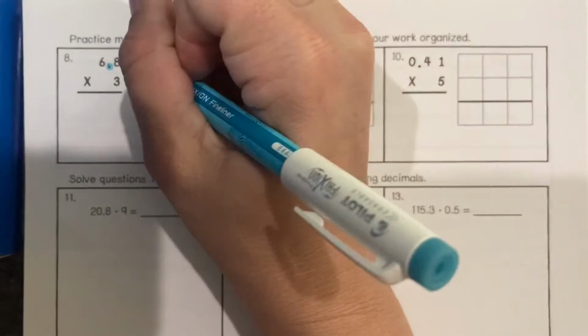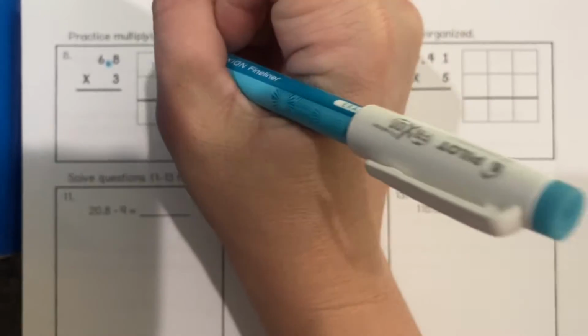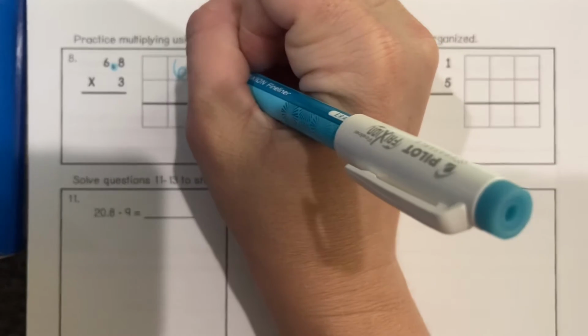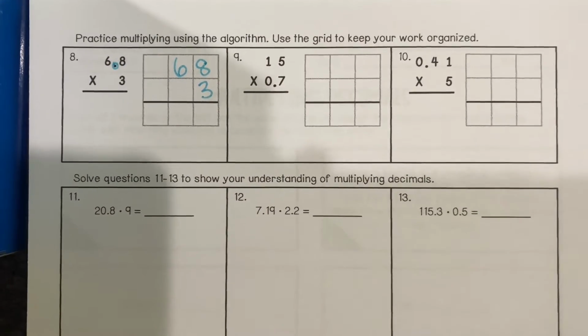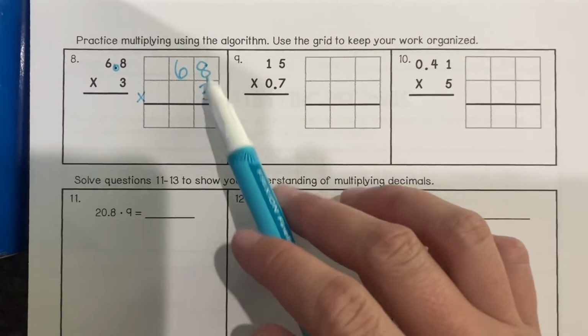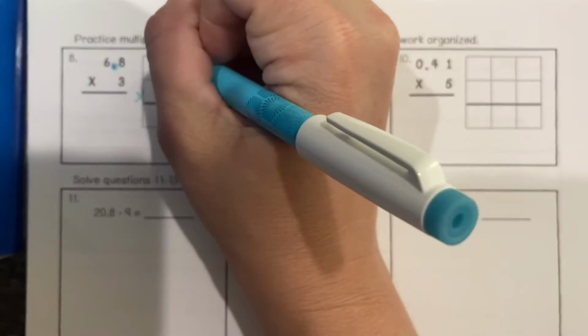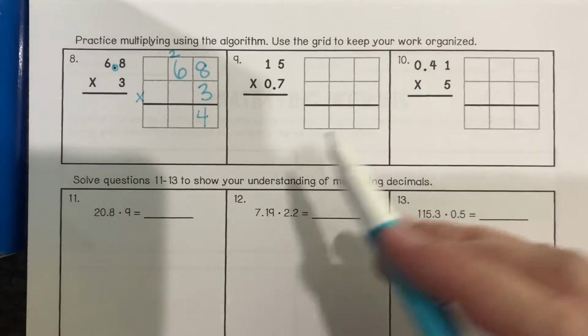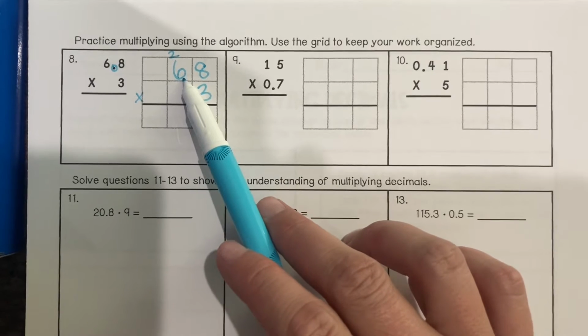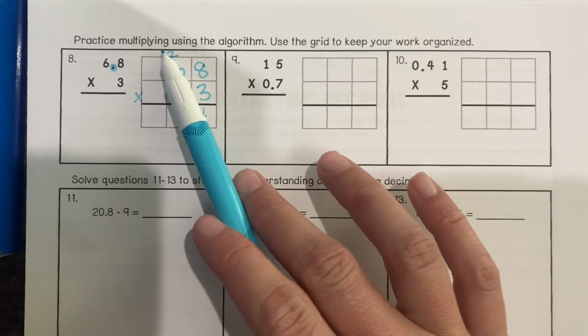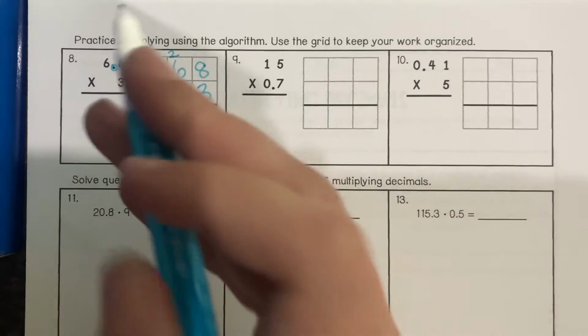So we're going to put it in here. This is what I'm going to do. I'm going to do 6, 8, and 3. And right now I'm not going to focus on the decimal. So 3 times 8 is 24. 3 times 6 is 18. Add 2 more, 19, 20.